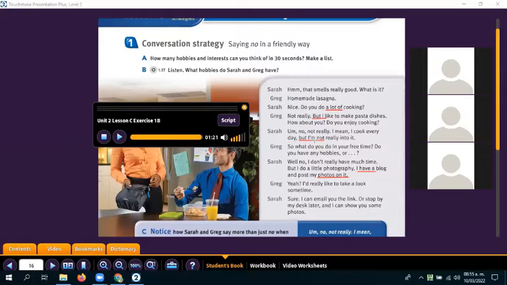The complete sentence. Yeah, just from this part to this part. Okay. But I'm not really into it. All right, again, please. But I'm not really into it. Exactly. So, but I'm not, that is connected speech, but I'm not.